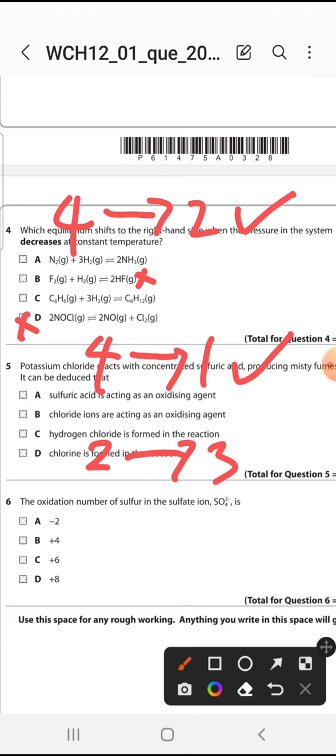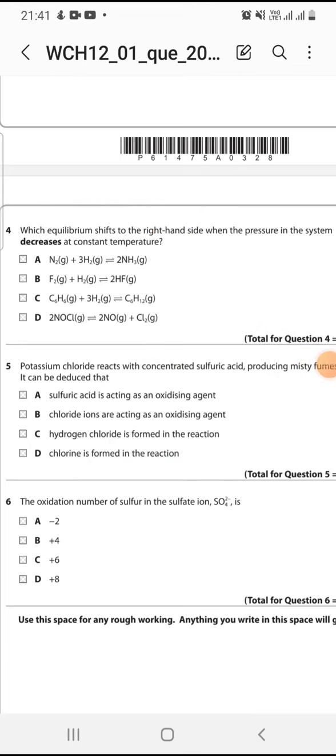If you really want to think about the theory, I can tell you here, the pressure in the system decreases. To counter the pressure decrease, the equilibrium tries to increase it. To increase it, the number of molecules has to increase. So the equilibrium will shift to the side with the higher number of molecules.